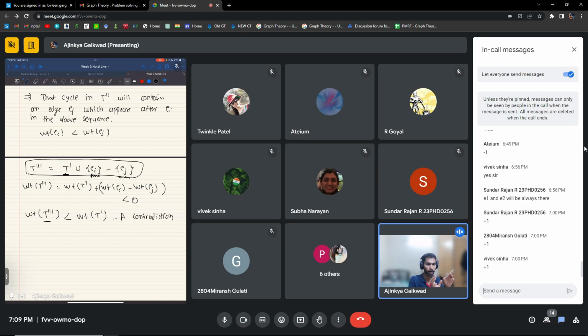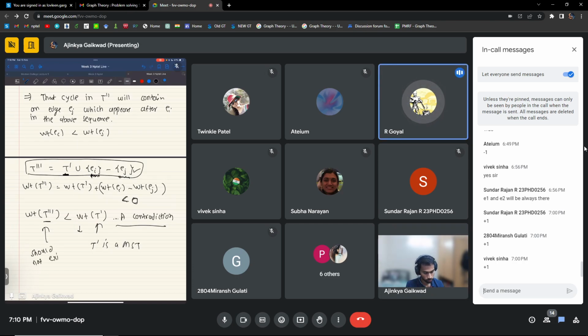That means EI formed no cycle with the edges that appear before EI. That means there is an edge after EI which is forming a cycle. That means there is an edge EJ with higher weight. So I just removed EI and added EJ. Sorry, removed EJ and added EI, and therefore I was able to construct another spanning tree whose weight is less than T prime. But this is a contradiction because T prime is an MST. So T triple prime should not exist.